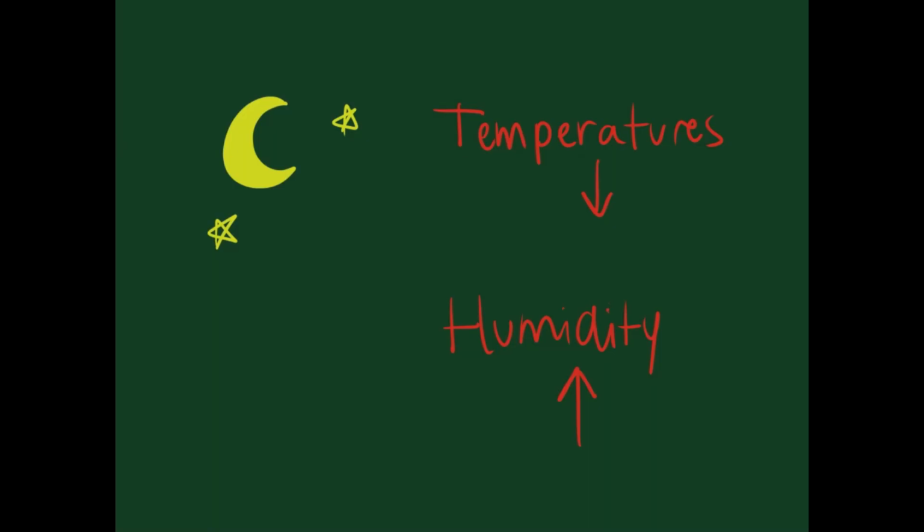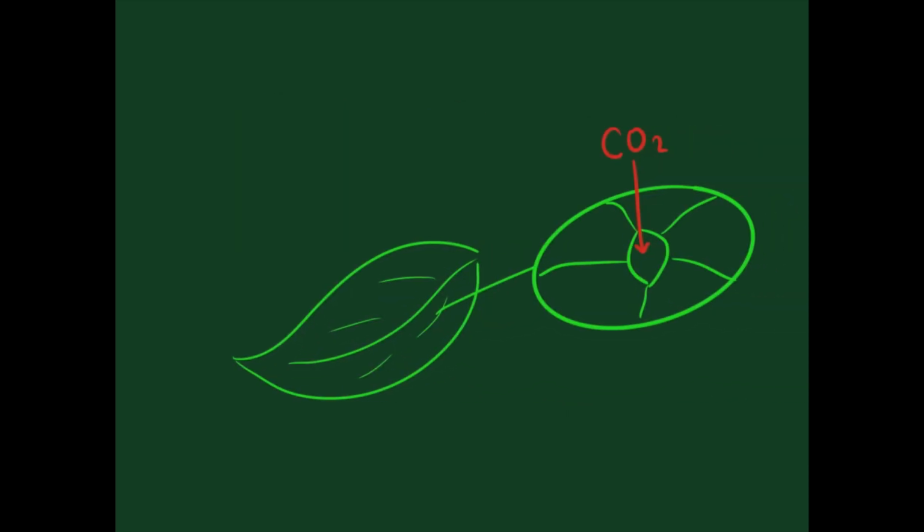The final type of plant is a CAM plant. CAM plants are usually cacti or other plants found in very hot, very dry climates. While C4 plants separate the light-dependent reaction and Calvin cycle physically, CAM plants separate the reactions through time. At night, when temperatures are lower and humidity is higher, CAM plants open their stomata, the pores on the surface of leaves, and absorb CO2.